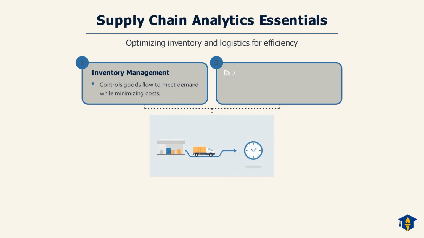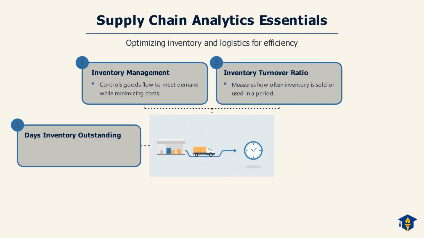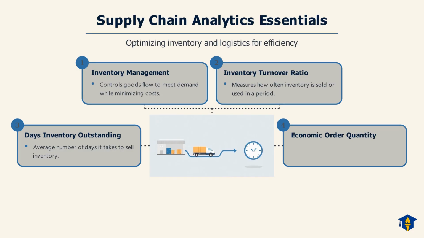The inventory turnover ratio measures how quickly stock is sold. This ratio indicates how efficiently a company manages its inventory over time. Days Inventory Outstanding, or DIO, tells us average selling time. It calculates the average time required to convert inventory into sales. Economic Order Quantity, or EOQ, determines the ideal order size. This formula helps find the optimal quantity to order, minimizing overall inventory expenses.